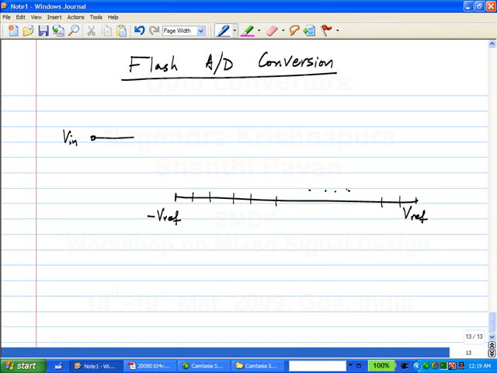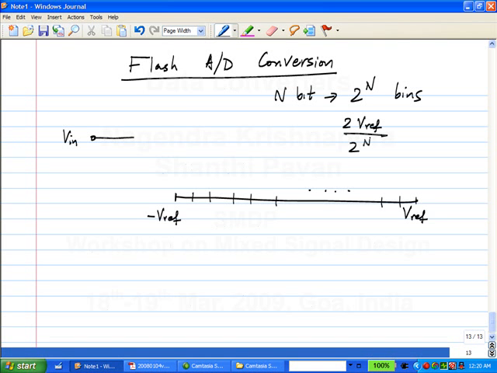How many bins? If you have an n bit converter and the input range is defined to be minus Vref to Vref, what are we trying to do? What we are doing is dividing this range into many equal bins, where the number of bins is equal to, for an n bit converter, there are 2 to the n bins, correct? And the size of each bin is 2 Vref by 2 to the n, correct?